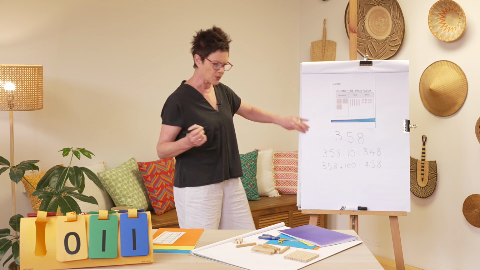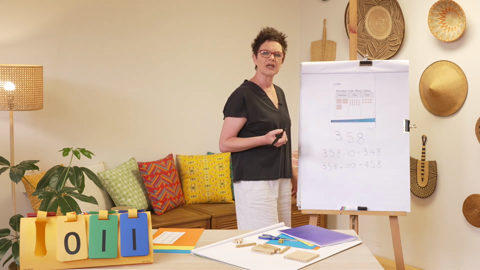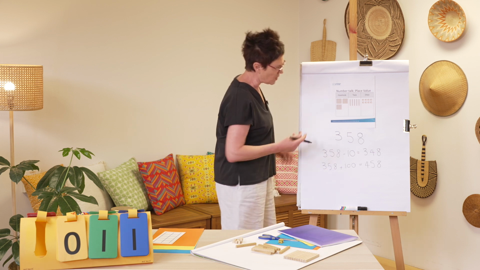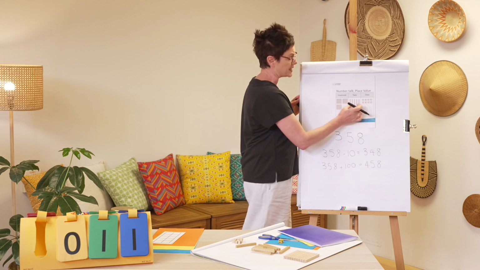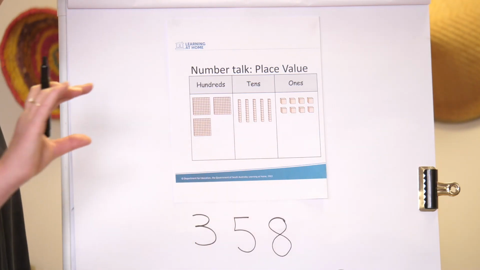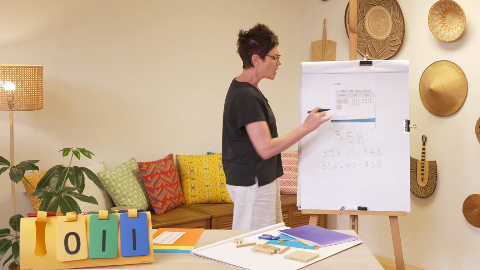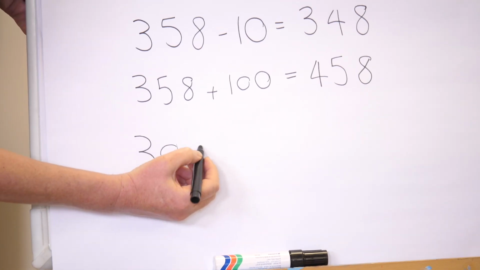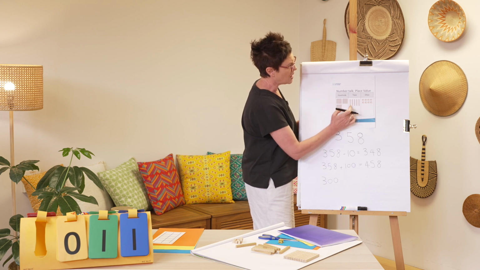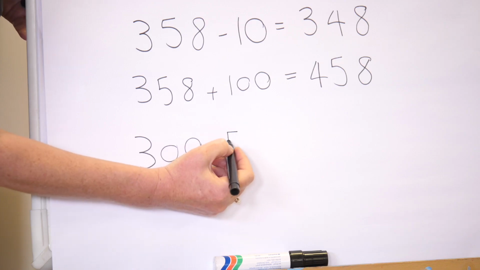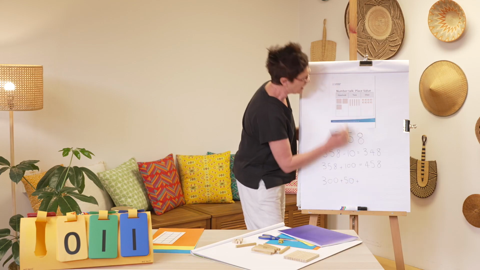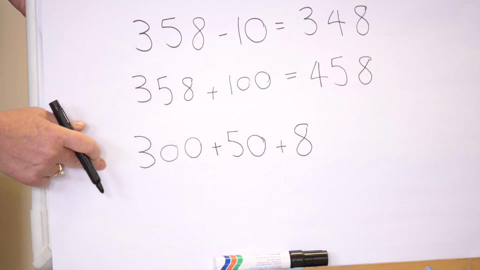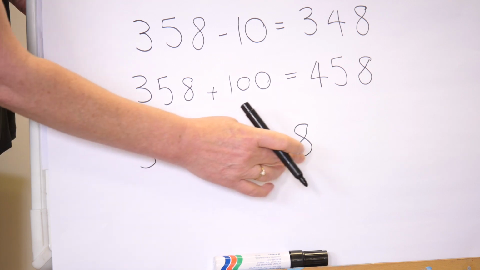The next question is, how can I represent this number in 2 more ways? So I think what I can do is I can partition my numbers now into these groups, a little bit like our bar model or our cherry diagram. So let's have a look. I have 300, I have 5 tens, and I have 8 ones. Beautifully partitioned into 300 plus 50 plus 8.